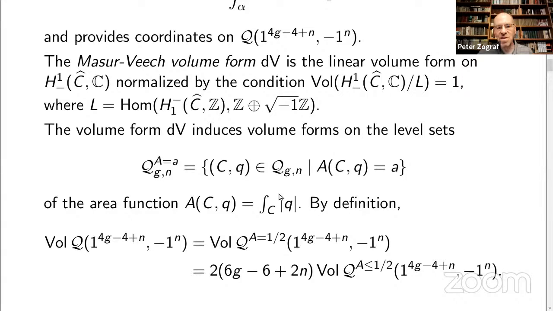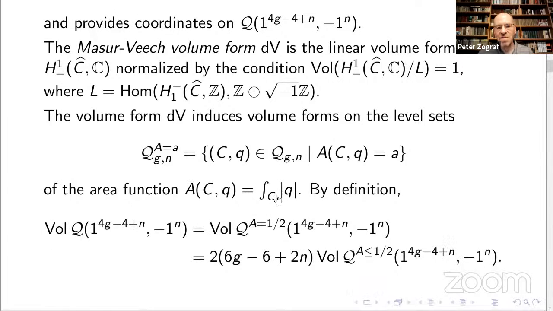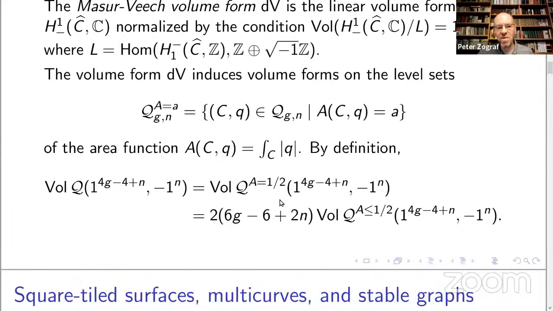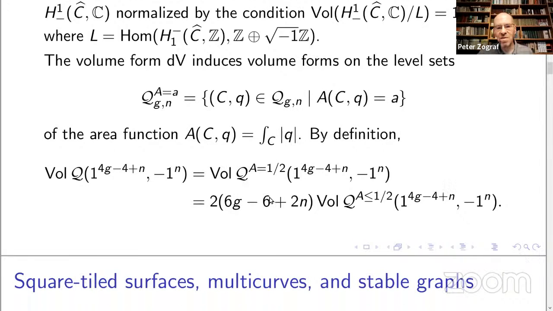The area function is just the integral over the curve of the modulus of Q. That's a metric on C that is singular at the conical points, at the zeros and poles of Q. By definition, the volume of the principal stratum is the volume of the level set with area of 1/2, or it is the same, the volume of the disk bundle defined like this.